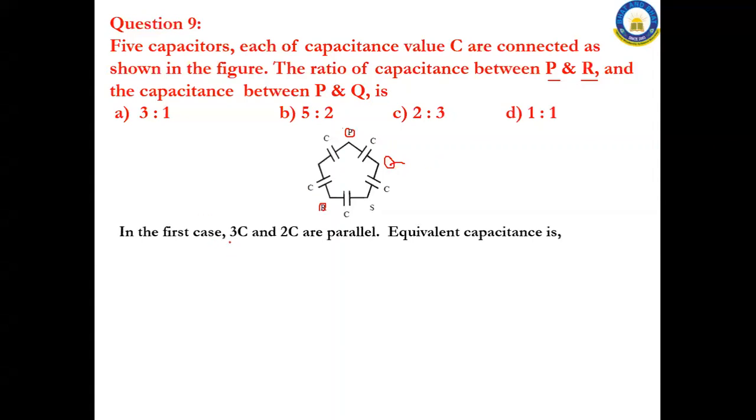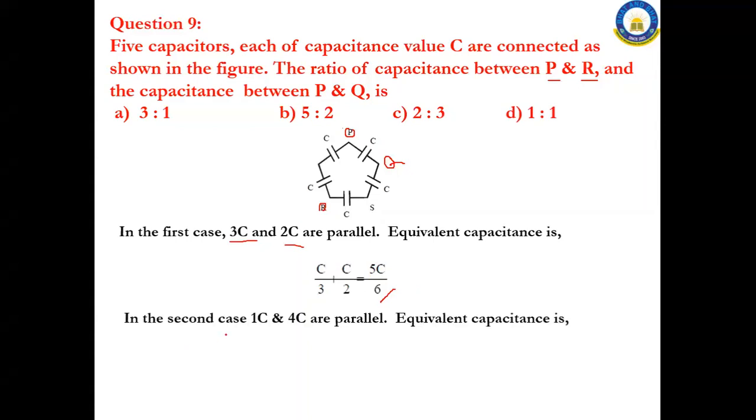So in the first case, 3 capacitors and 2 capacitors of value C each are in parallel. So the equivalent capacitance will be C by 3 in this case and C by 2 in the other case. Then the value will be 5C by 6. For the second case, 1 capacitor and 4 capacitors of value C are in parallel. Therefore, the equivalent capacitance will be C by 1 plus C by 4, that is 5C by 4.